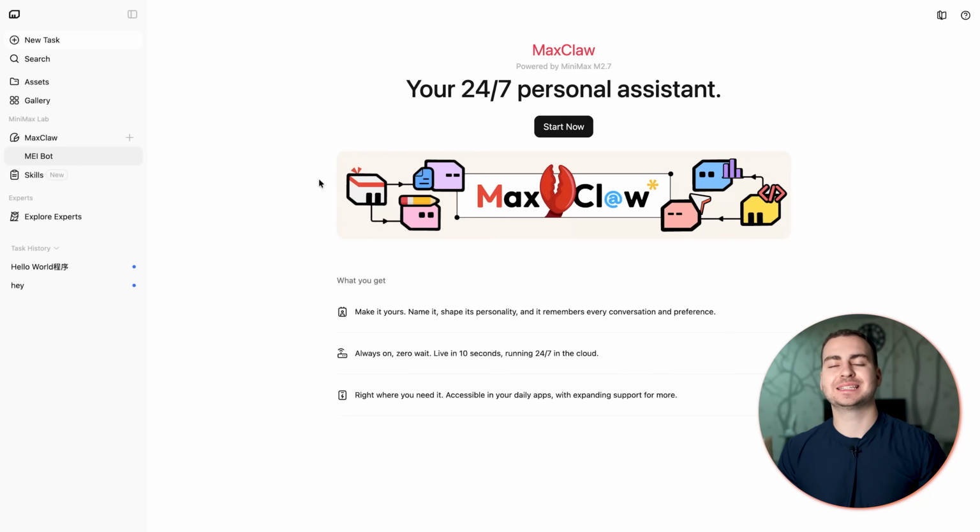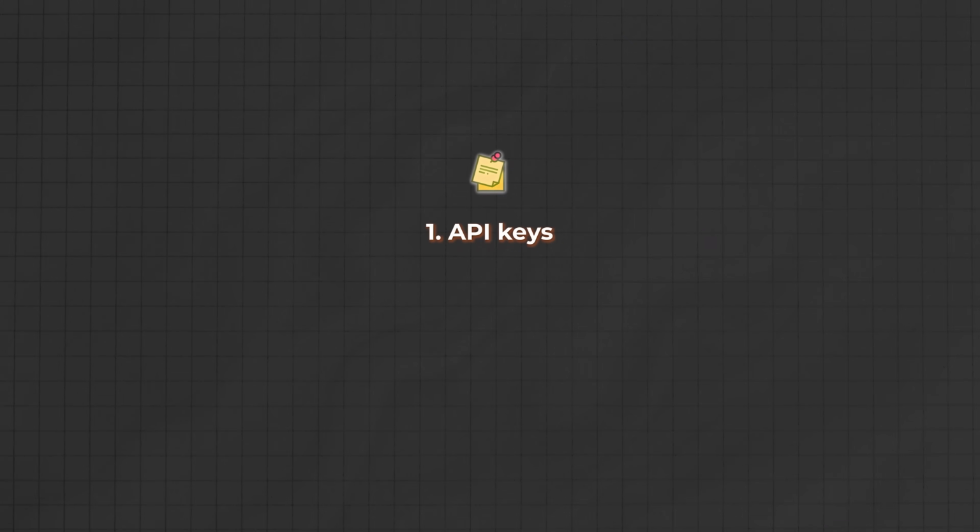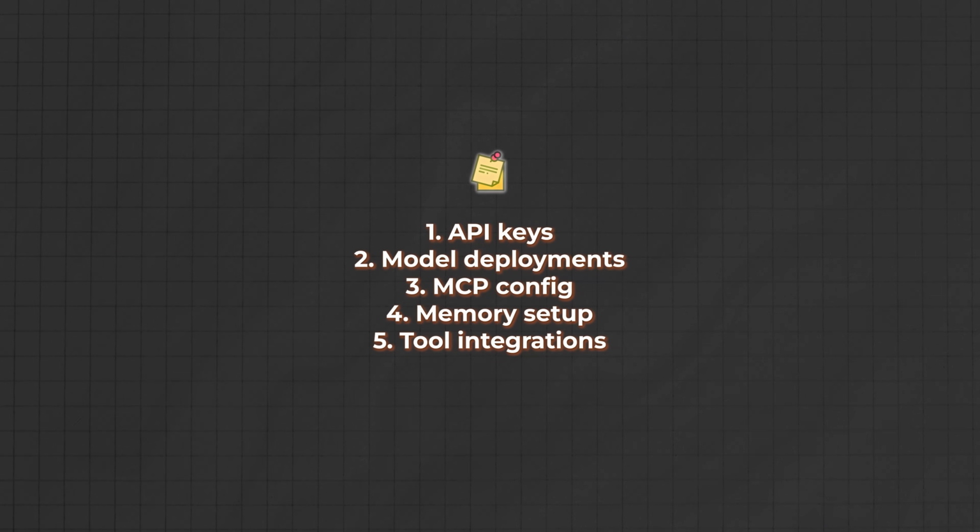Now the catch is that setting this up takes a lot of work. I have a lot of videos on my channel where I show the in-depth setup. You need API keys, model deployments, MCP config, memory setup, tool integrations, rate limiting, all of this kind of stuff, right? Now it's not impossible, you can definitely do it, but it is a large project. For most people, you just want something really quickly spun up, especially if you have a simple use case.